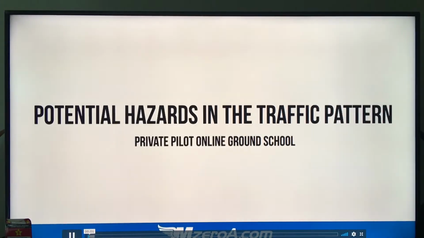Now that we know our traffic pattern and how to enter our traffic pattern, what are some potential hazard areas in that traffic pattern? Be it a towered field, or a non-towered, uncontrolled, pilot-controlled airport, there are the same potential hazards in that traffic pattern. Let's look at our traffic pattern here together.